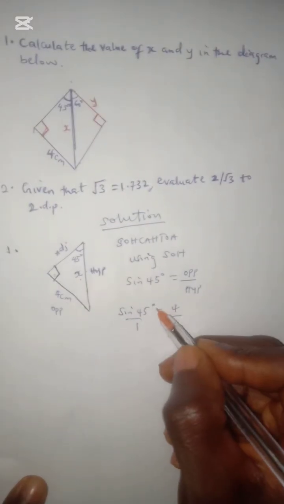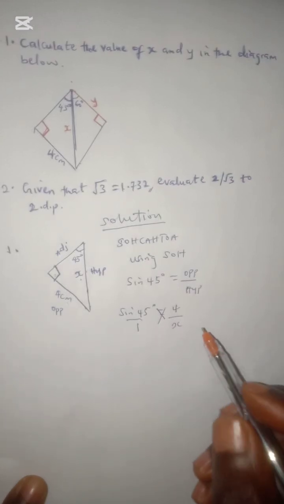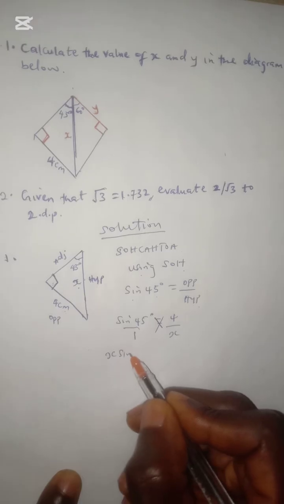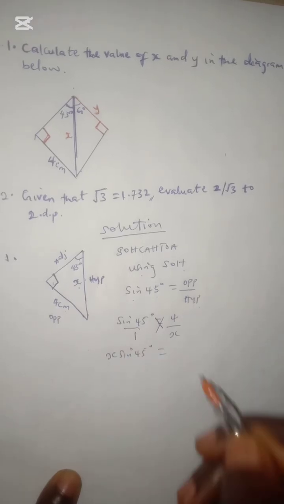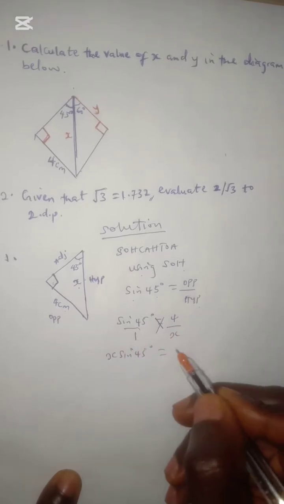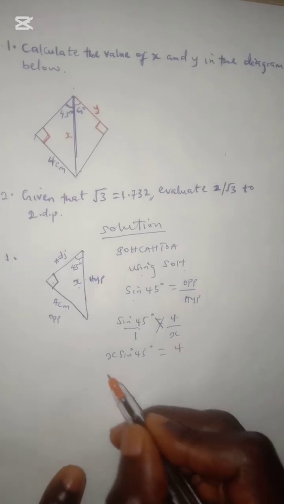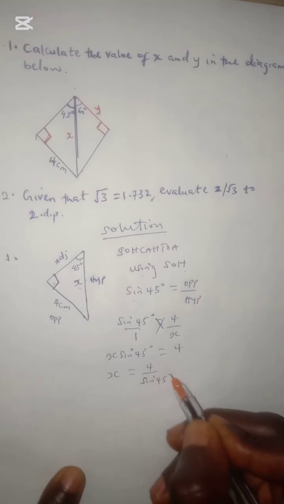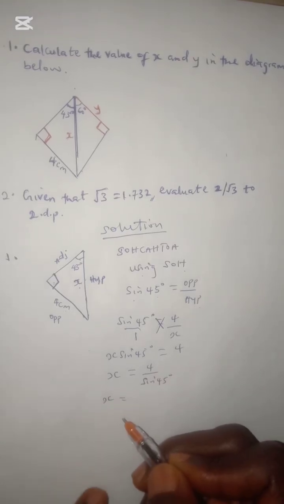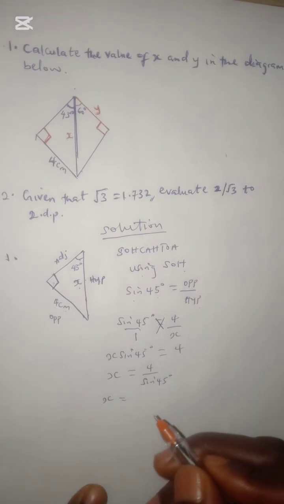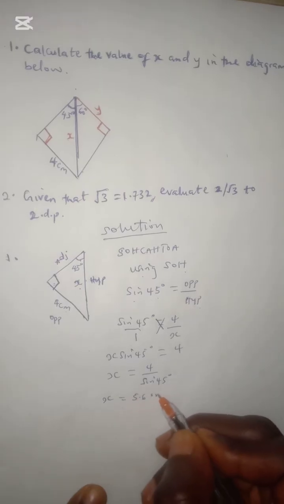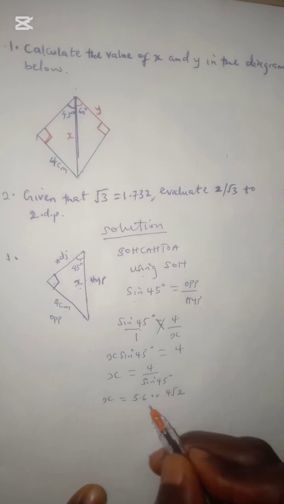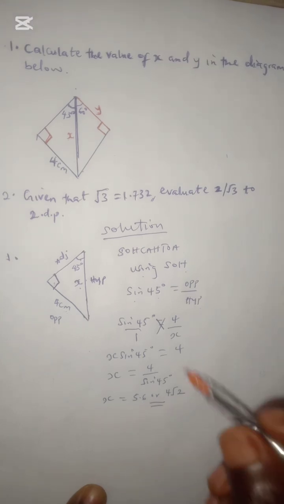Then sine 45 degrees over 1, and you cross multiply. So x sine 45 degrees equals 1 times 4, which is 4. From there, x will be equal to 4 over sine 45 degrees. Then x is equal to 5.6, or you say we have 4 root 2. So that is our value for x here.